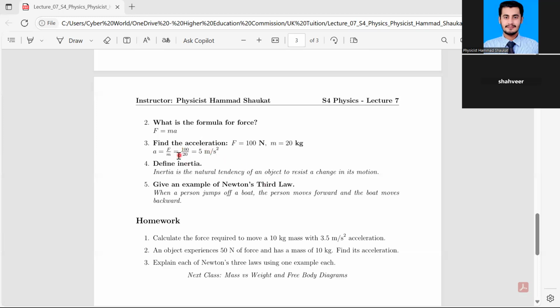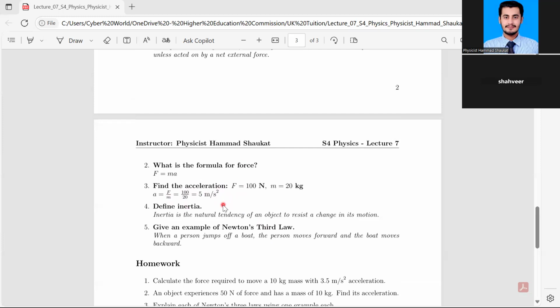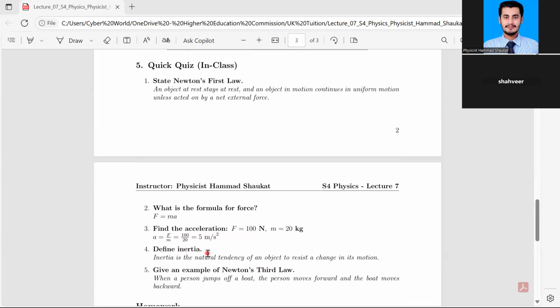So here is a problem for you. You have to find the acceleration. If a force is 100 newtons and the mass of the body is 20 kg, can you find the acceleration? 5 meters per second squared. How? Dividing 100 by 20 to find the acceleration.